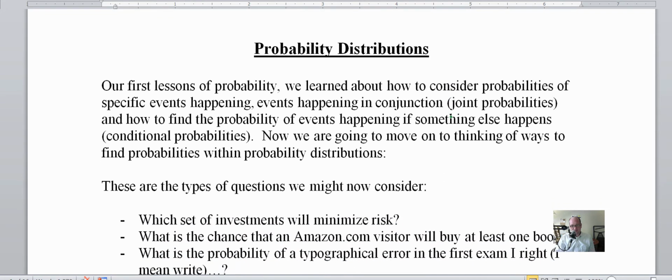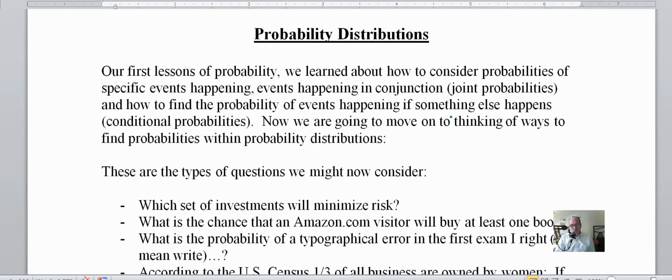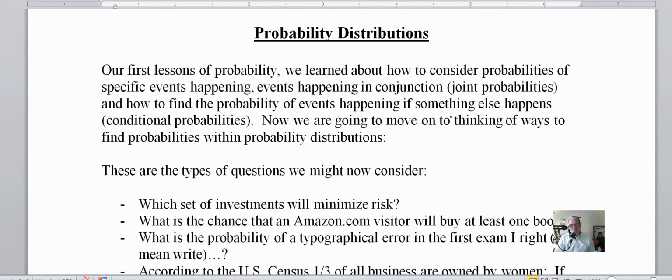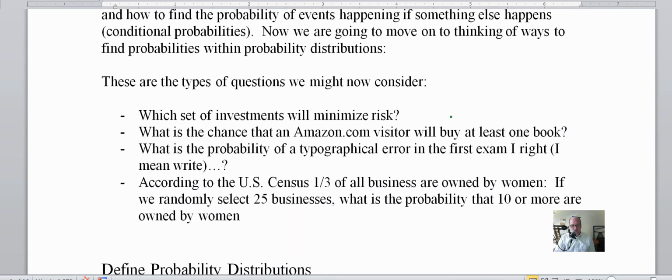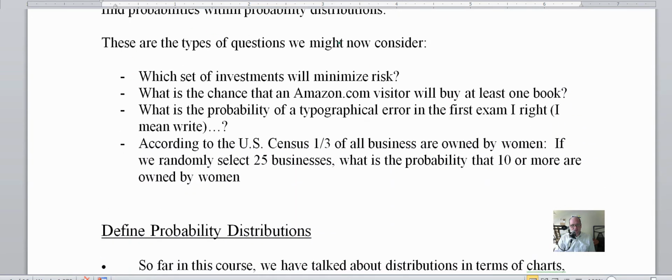So we're going to take it one step further, and we're essentially going to call these contingency charts probability distributions, and they're going to be slightly different than what we did last week, but with them we're going to figure out some more interesting questions. So here's some types of questions we might look at. What set of investments will minimize risk? What's the chance that an Amazon buyer will buy at least one book, right? At least one book.